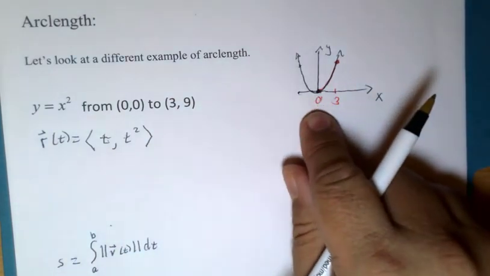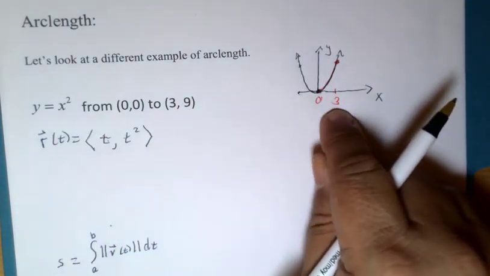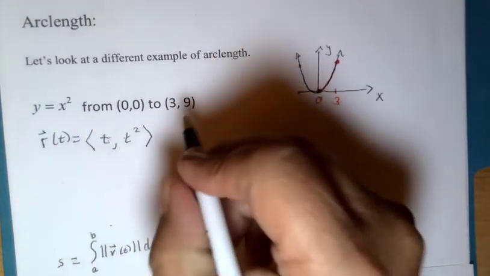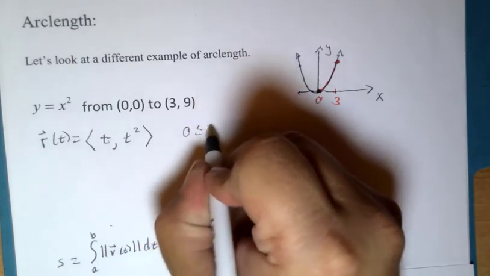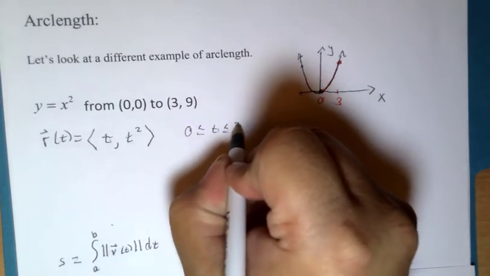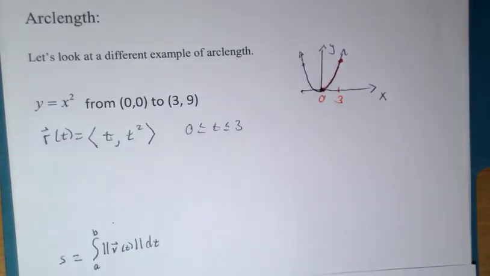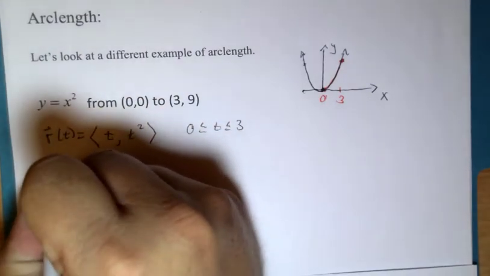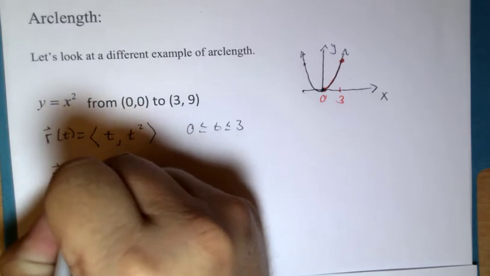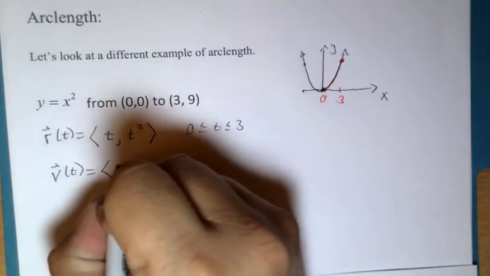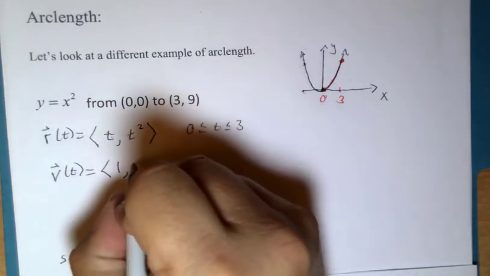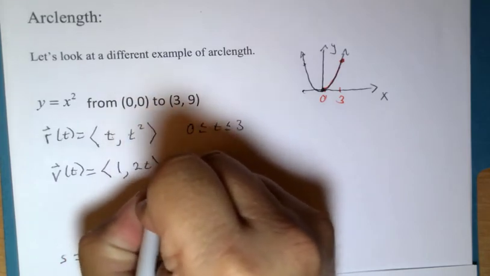And as we can see from our graph, since x goes from 0 to 3, that means that t goes from 0 to 3. So we have our t boundaries, and before too long we'll have the magnitude of our velocity vector. So velocity vector would be the first derivative. Derivative of t is 1, and derivative of t squared is 2t.